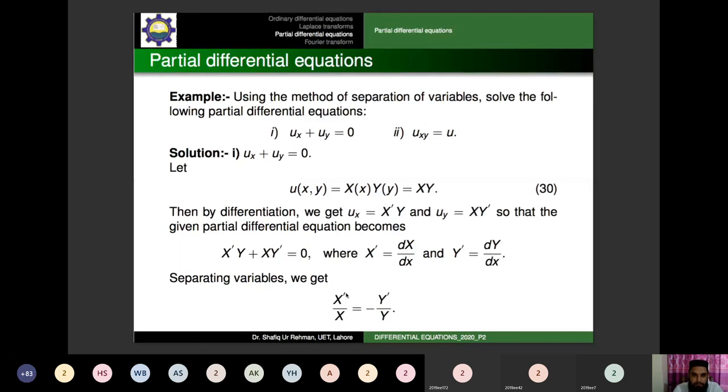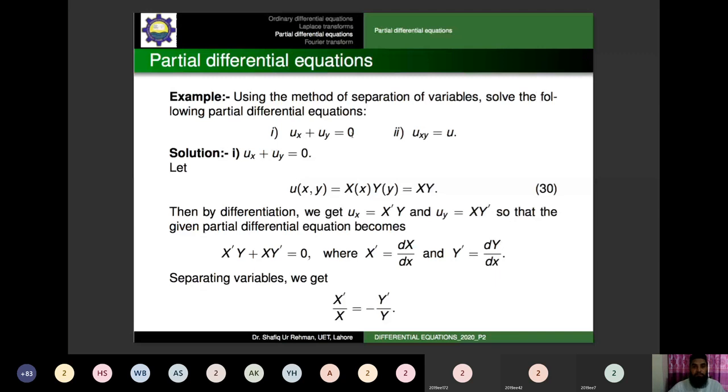So you see that u_x is a partial derivative with respect to x, and u_y is a partial derivative with respect to y. So one can imagine behind the scene, u is going to be a function of the variables x and y. So we take the first part, u_x plus u_y is equal to 0.